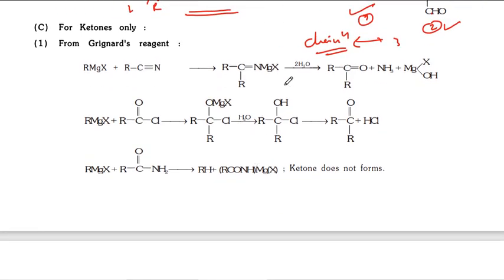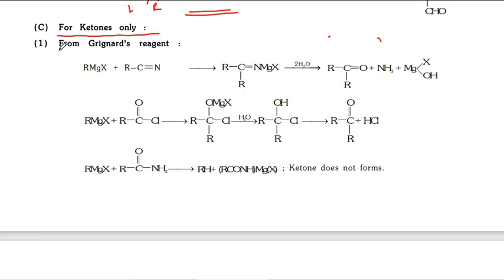Now the topic is how we can prepare only ketones. By which methods can we prepare only ketones? Number one, from Grignard reagent. This Grignard reagent reacts with cyanides or nitriles, and we are getting only ketones.